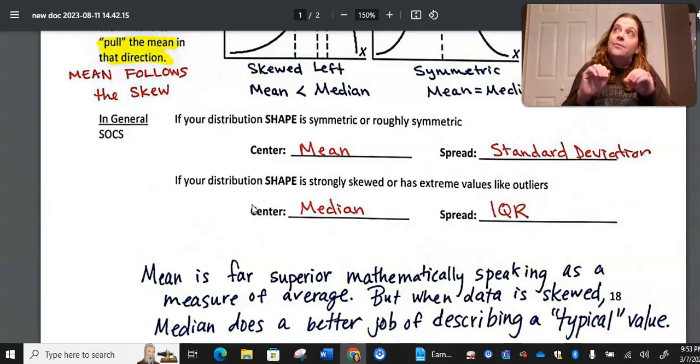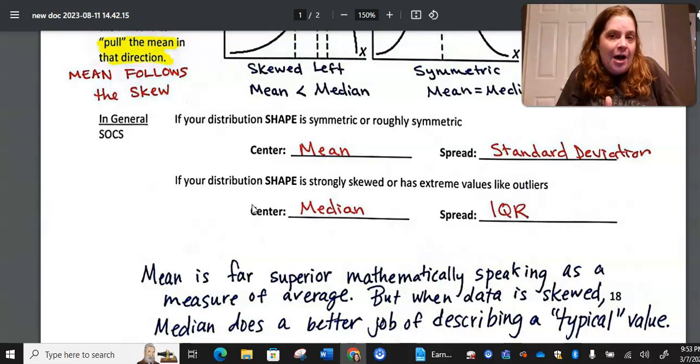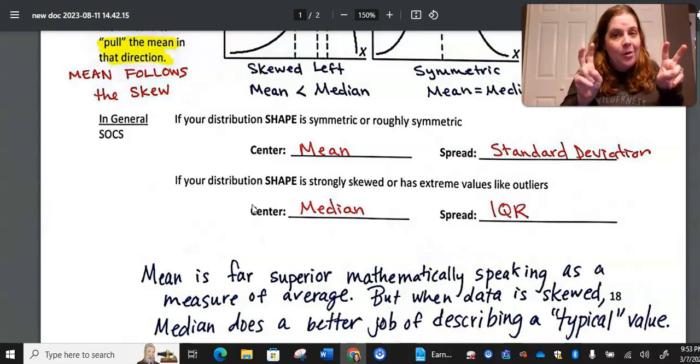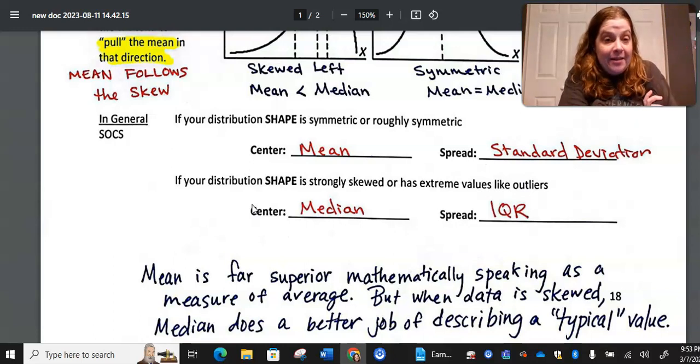So a lot of times when we're expecting skewed data or unusual values, the median does a better job of saying what's typical of the data than the mean is. All right, so we're always looking for that typical value. In general, if you see graphs that are symmetric, or roughly symmetric, then you're going to want to go with a center and spread of a mean and a standard deviation.